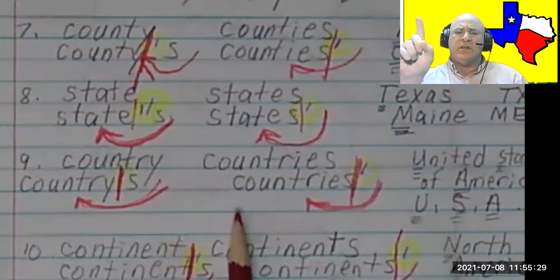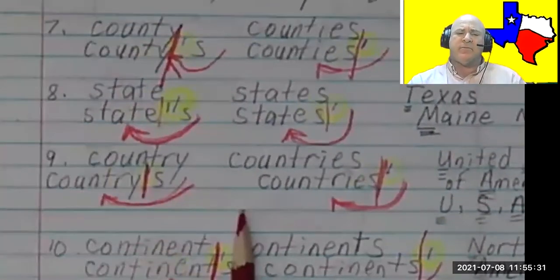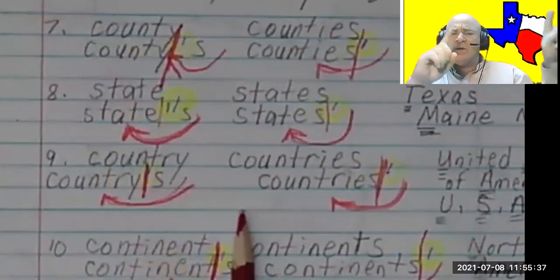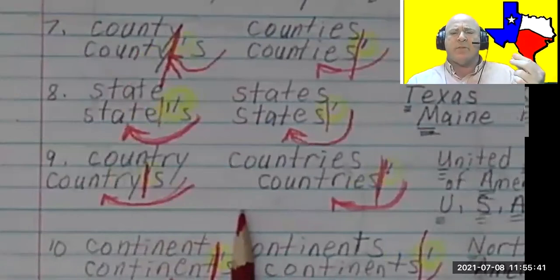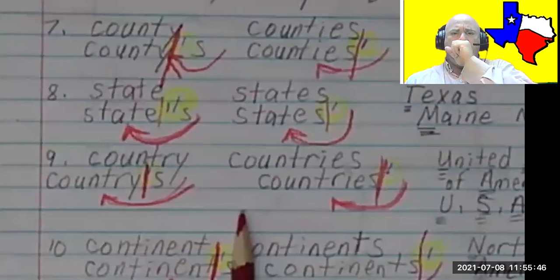Country, singular, possessive. Our country's, apostrophe S, something that belongs to our country. Our country's athletes are about to compete in the Olympics.